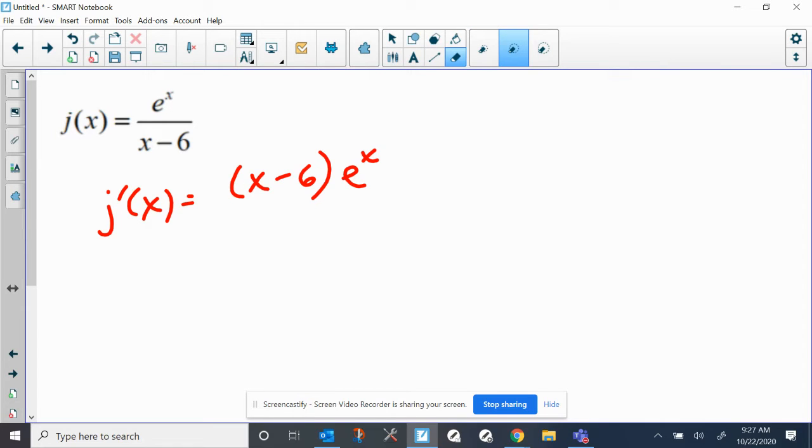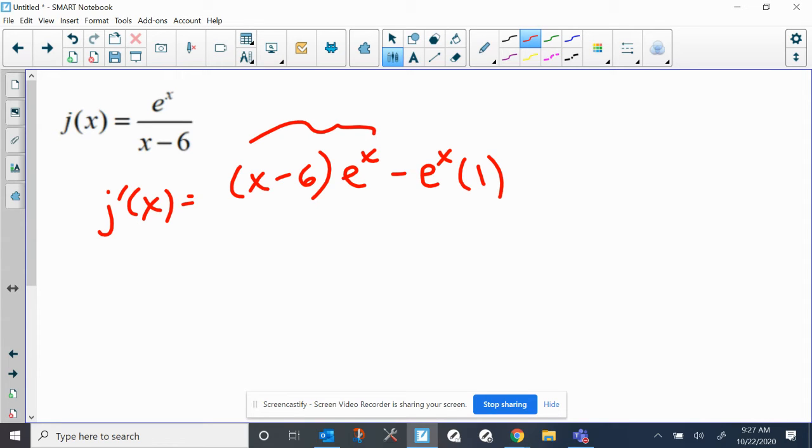So we have bottom times derivative of the top minus the top, e to the x, times the derivative of the bottom, 1. So again, remember that quotient rule has the division in it and order matters. This term has to be first. It can be written either way, e to the x times x minus 6 or x minus 6 times e to the x, but it has to be in the numerator in the first position.